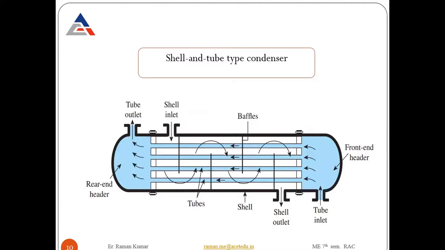Next, look at here, another type of shell and tube type condenser, in which there is this type of arrangement, a tube in which water is flowing.